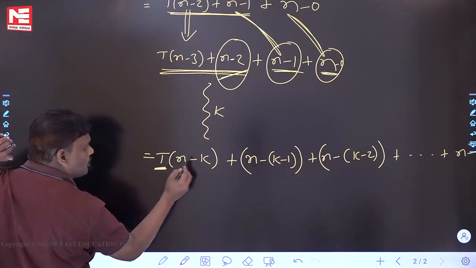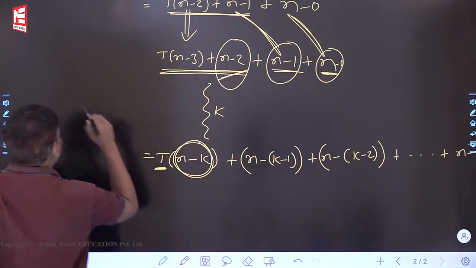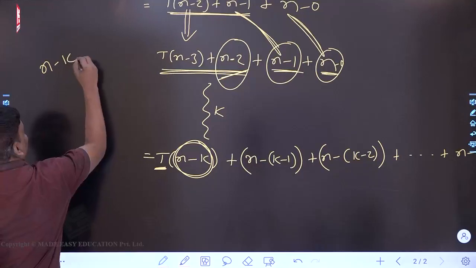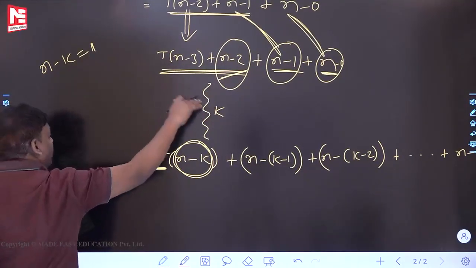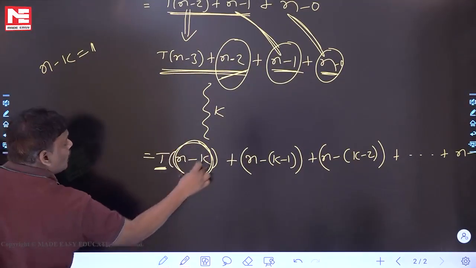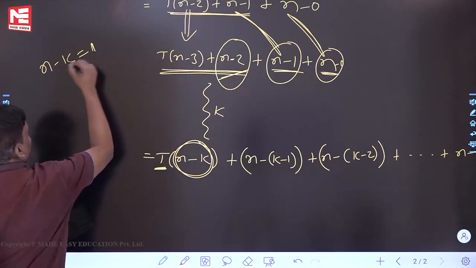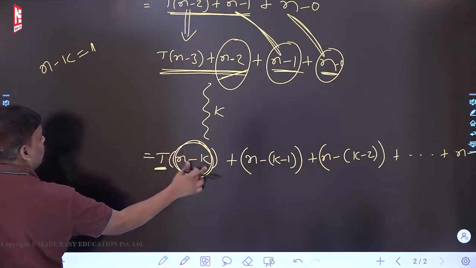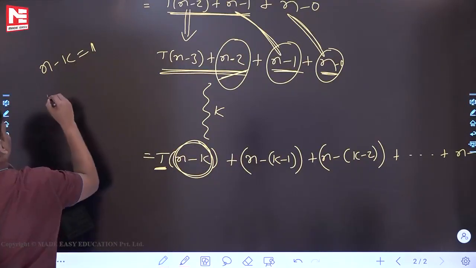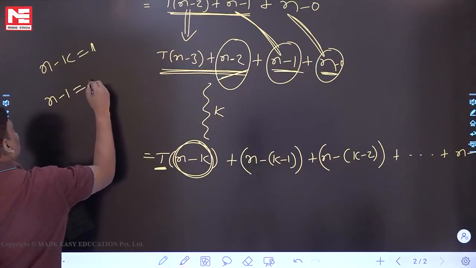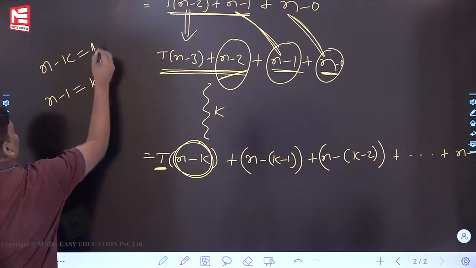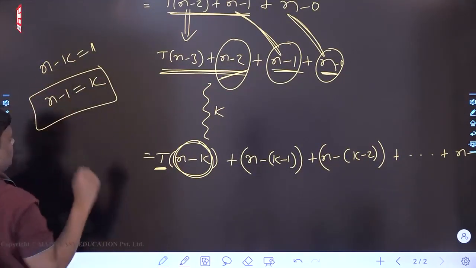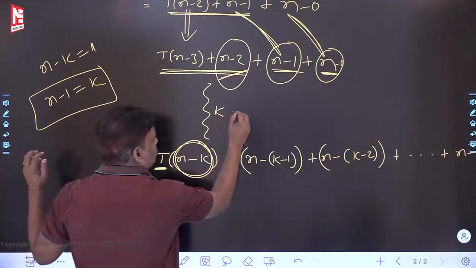If you want to remove this function, it should be 1. Let me check here. N minus k should be 1. After doing k times, I got n minus k, but this value I want 1, right? Then only I can stop. That is the termination condition. This value should be 1. N minus k is equal to 1. Then finally, what is the answer? N minus 1 is equal to k. 1 will come this side, k will go that side. K becomes n minus 1. Right? Replace k by n minus 1.